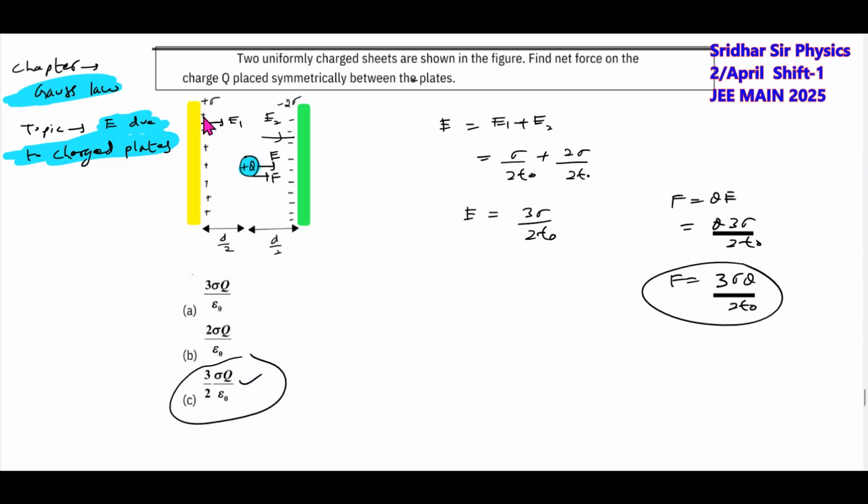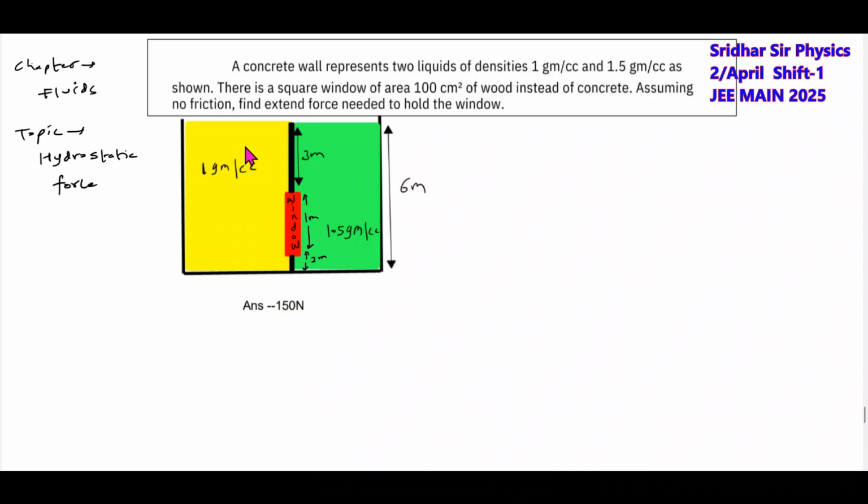Just a simple idea. For the electric field, you have to take the superposition, because the field due to the negative charge plate will be towards right, and due to the positive charge plate also towards right. Add up both, and we get the net field. This charged particle is present in the net field, and the basic formula is F equal to QE. Very good, simple one. I'll take the next one.